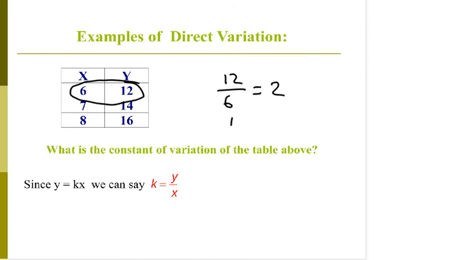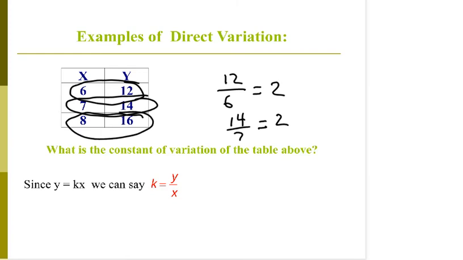Also, lastly, 16 divided by 8 is also going to be 2, and since all of these are equal, 14 over 7 gives us the same value as 12 over 6, which gives us the same value as 16 over 8. They're all equal. We're dealing with a direct variation.